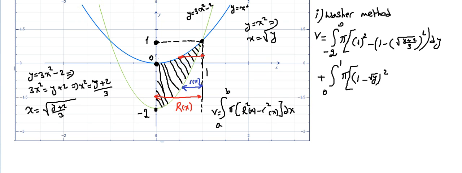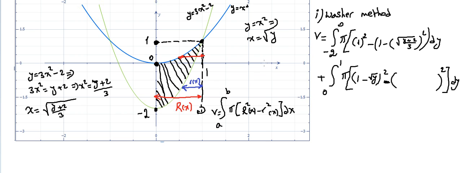Again, the outer radius is the whole one, the distance from the y-axis to x equals 1, because it rotates around x equals 1, minus this part over here to have this outer radius. This part over here is the distance between this curve and the y-axis, which is radical y. Minus the other part, the inner radius squared, dy.